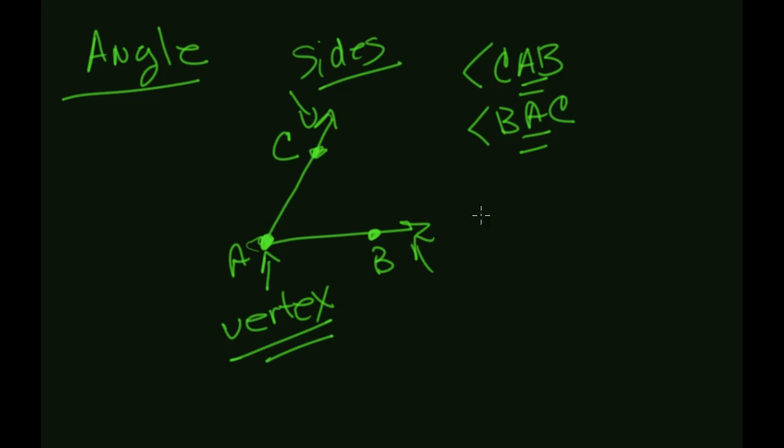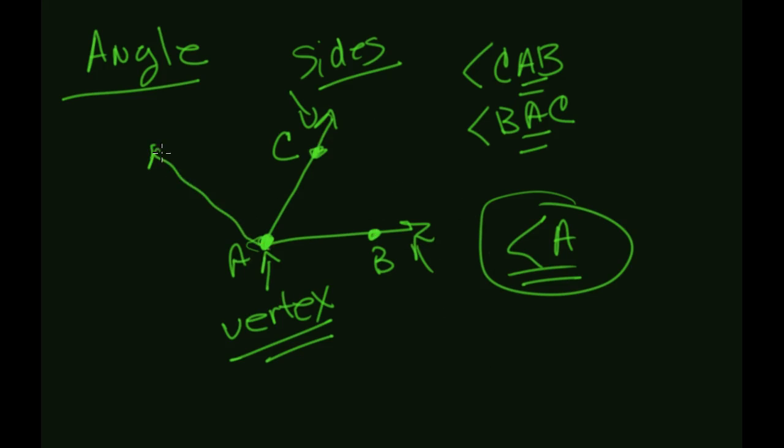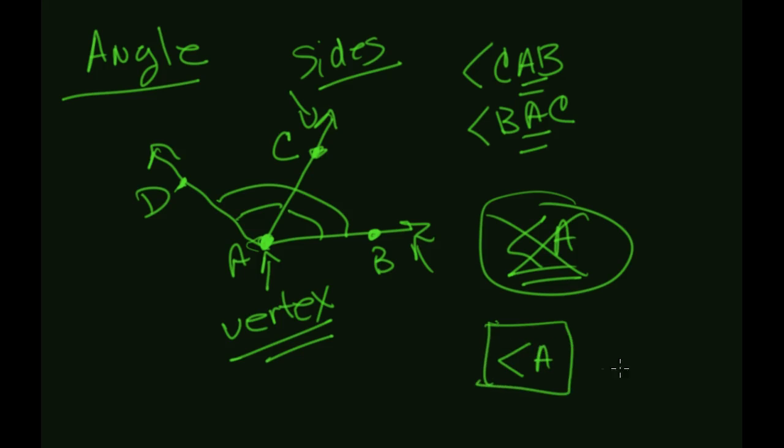Okay, so sometimes if you have this angle, you could call it angle A, but you have to be very careful. If it's the only angle A in the picture, then great, this would work. But let's say I put a little ray D here, AD. Now I have 1, 2, 3 angle A's, and this would be no good. So you can use angle A if it's the only angle A in the picture or in the frame.